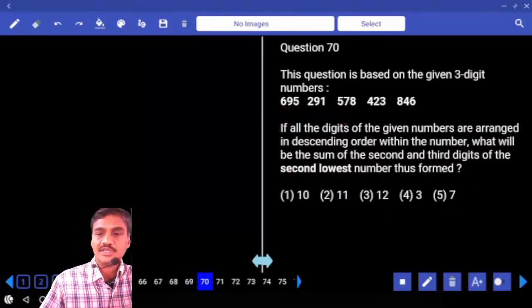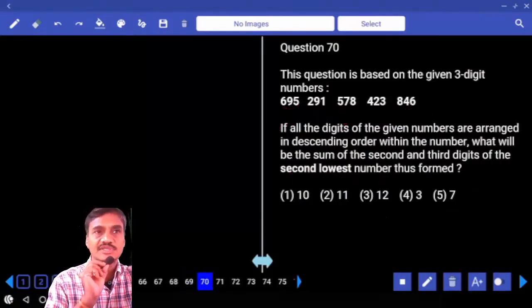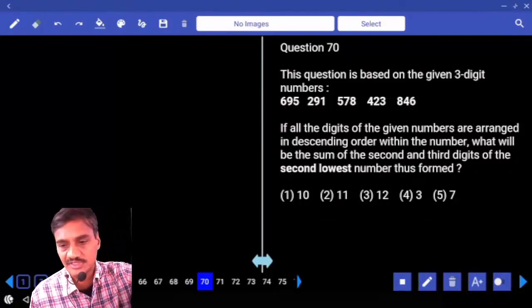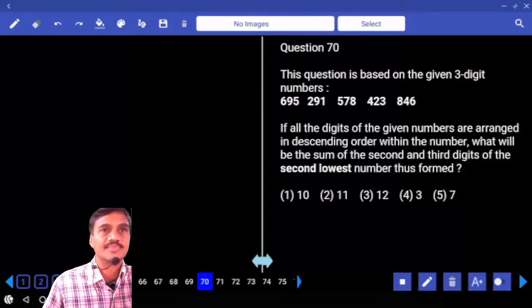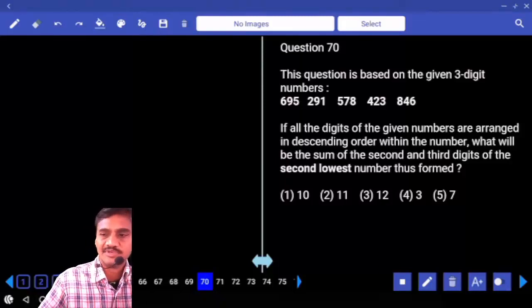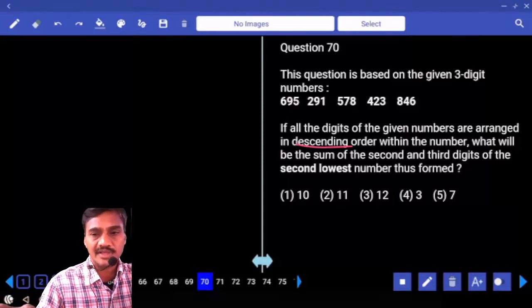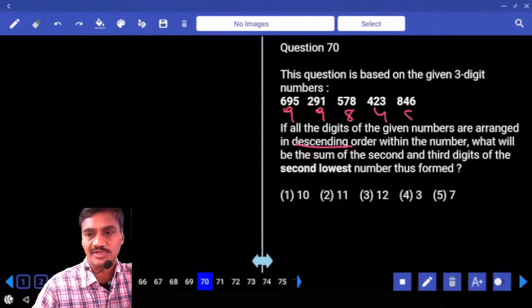And 78, if all the digits of the given numbers are arranged in the descending order within the number, what will be the sum of the second and the third digits of the second lowest number or not? Second lowest number. Now the digits are arranged in the descending order. Descending order means which digit comes to the first place? The highest digit in that number. And the highest number here is 9, here 9, here 8, here 4, here 8.